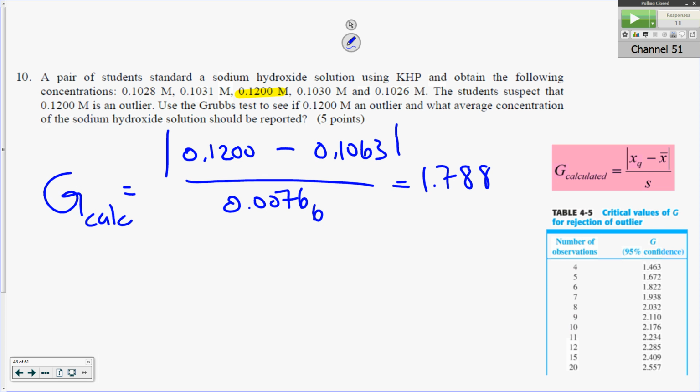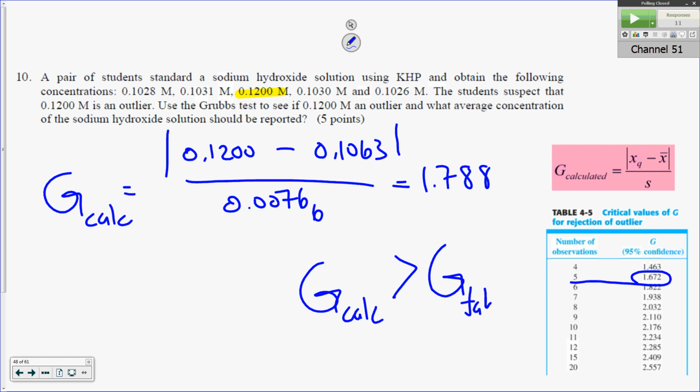So I had 5 observations. And I had 1.67. This value, G calculated, is greater than G table. That gives me statistical grounds to reject that data point. And I go forward with that. Okay.